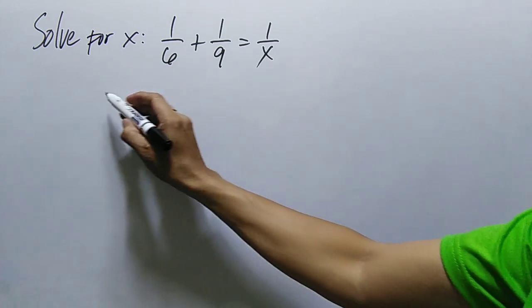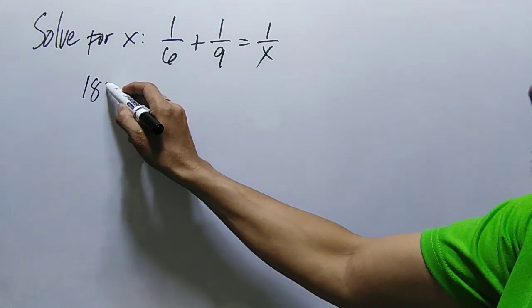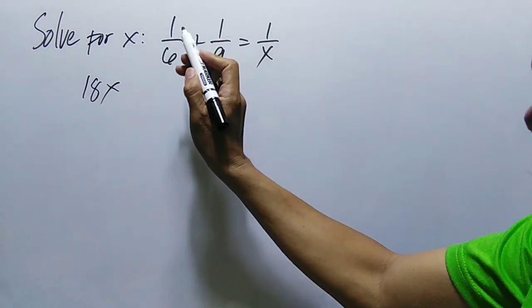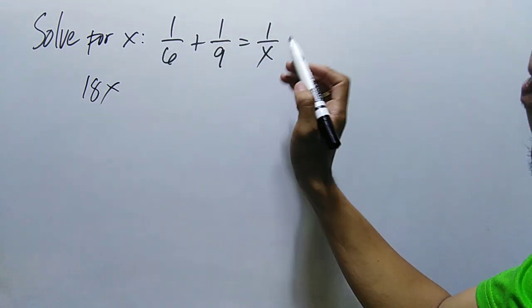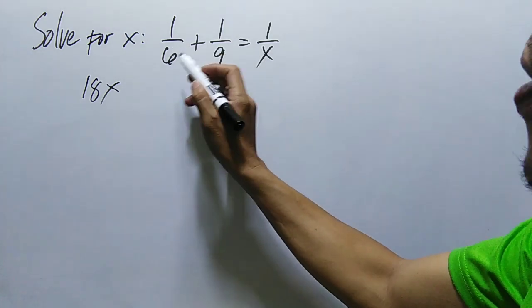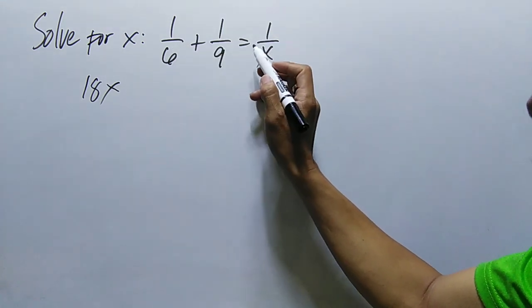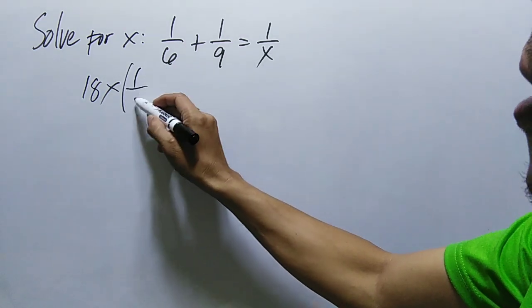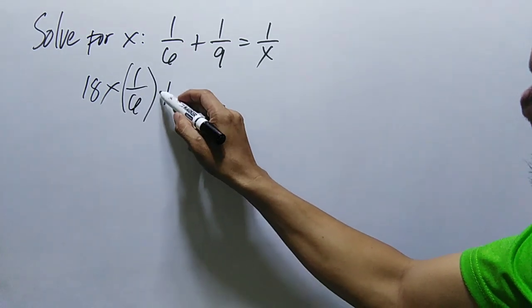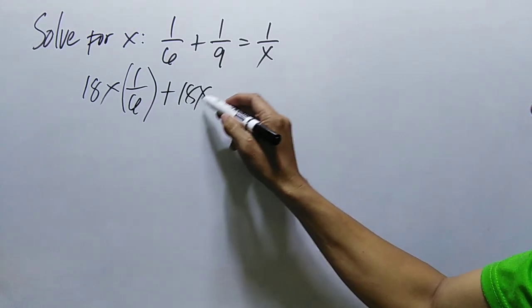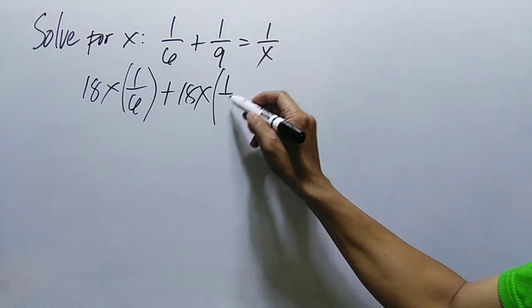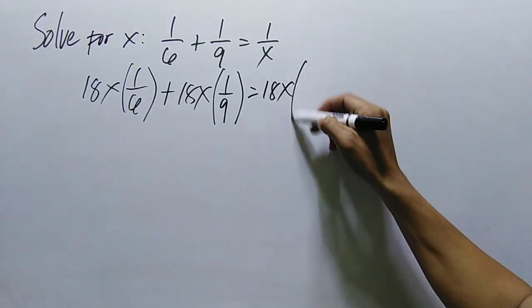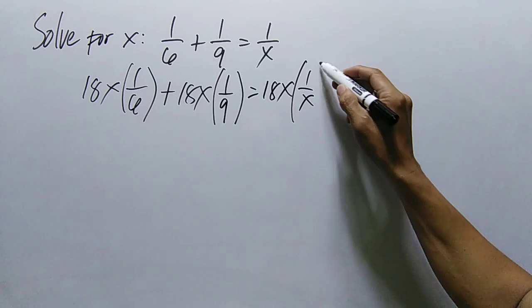So therefore, yung LCD natin is 18x. Okay, so si 18x, i-multiply natin sa both members of the equation. So kay 1 over 6, at saka kay 1 over 9, at kay 1 over x. I-multiply natin yan kay 1/6 si LCD na 18x, i-multiply din natin kay 1 over 9, at saka si LCD na 18x, i-multiply din natin kay 1 over x.